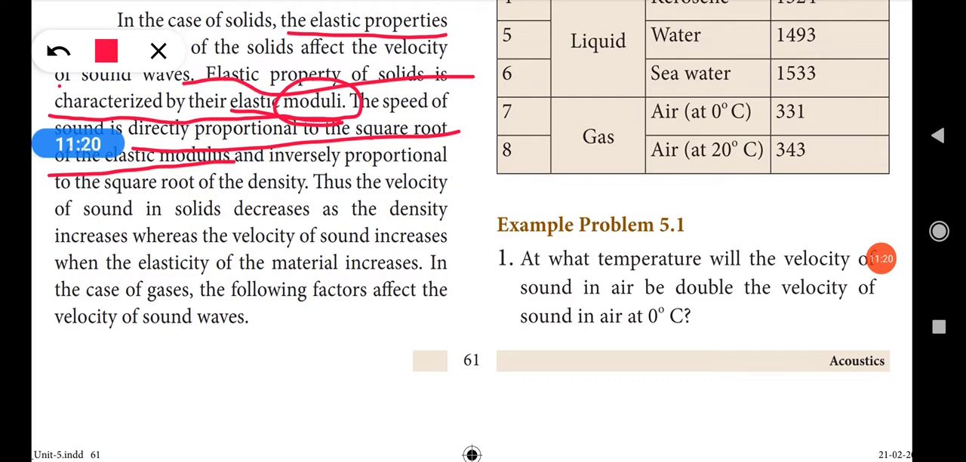So I have already told you, directly proportional means when this increases, that also increases. Inversely proportional means when one increases, what happens to the other? It decreases. Okay. The speed of sound is directly proportional to the square root of the elastic modulus. That means velocity will be increased when elastic modulus is increased. That means in a solid with more elastic nature, the sound will propagate faster.